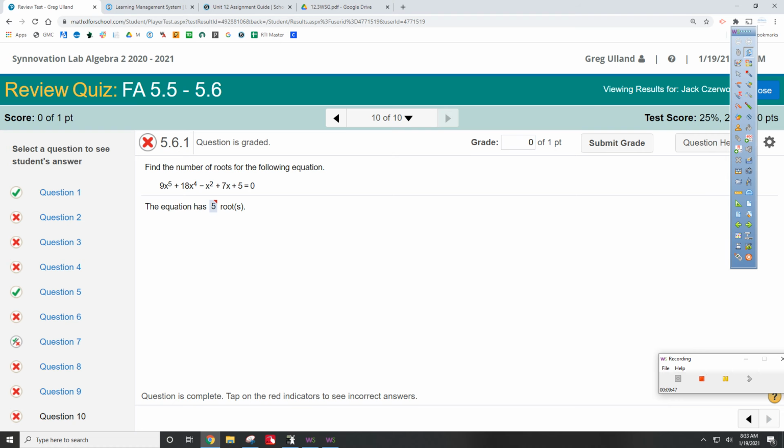The number of roots is always the same as the highest power. Okay, so like this is going to have 5 total answers. So I'll send you this video, and then we'll take a look at your graphing calculator for the rest of them, okay? Boom.